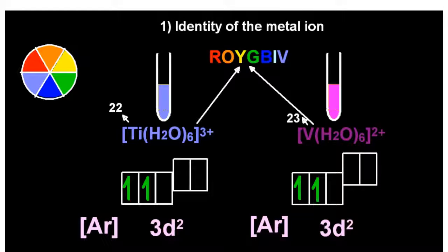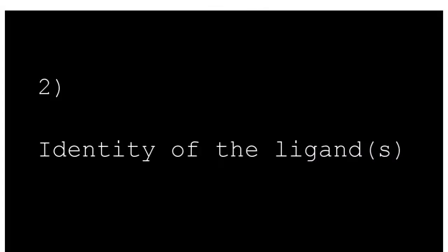The opposite of yellow is that kind of violet colour, so that explains the violet colour of the titanium complex, and the opposite of yellowy green is kind of violety red, which explains the colour of the vanadium complex.